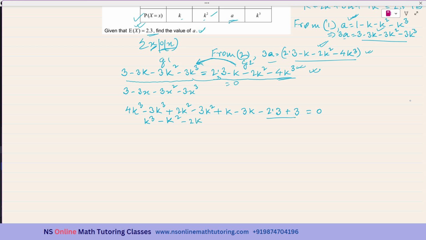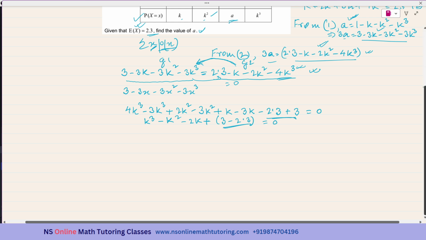And for this term, in case you can get the value of negative 2.3 plus 3 easily, it's fine. Or else you don't have to bother about getting this value separately. I'm just writing plus 3 minus 2.3. This is a constant term equal to 0. The calculator will be doing this calculation, you do not have to do it. And now I will be using my calculator.